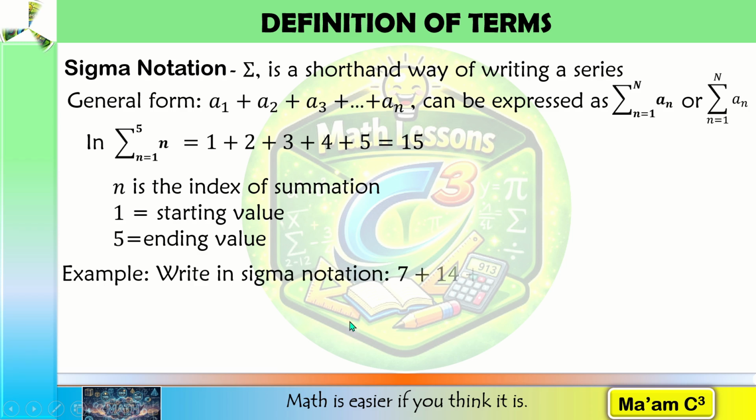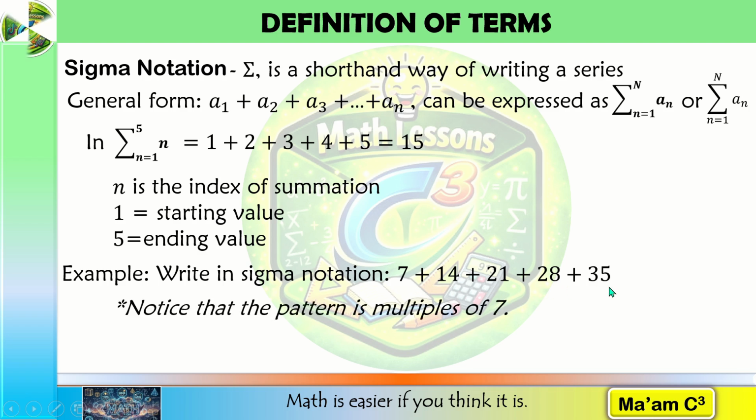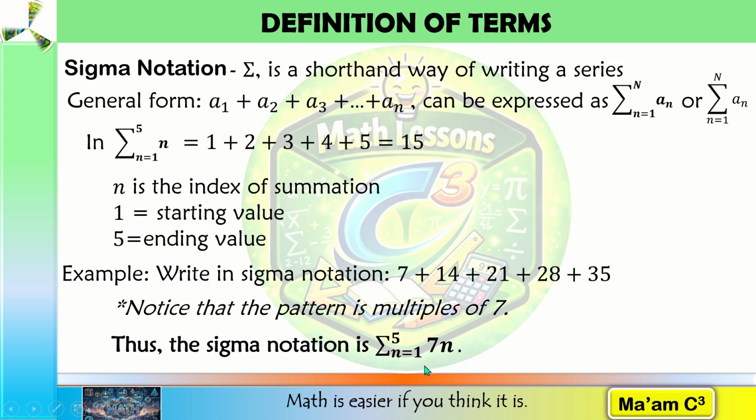Let's have an example. Write in sigma notation: 7 plus 14 plus 21 plus 28 plus 35. Notice that these are multiples of 7. Therefore, our pattern is 7n. So the sigma notation would be the summation of 7n from n equals 1 up to 5.